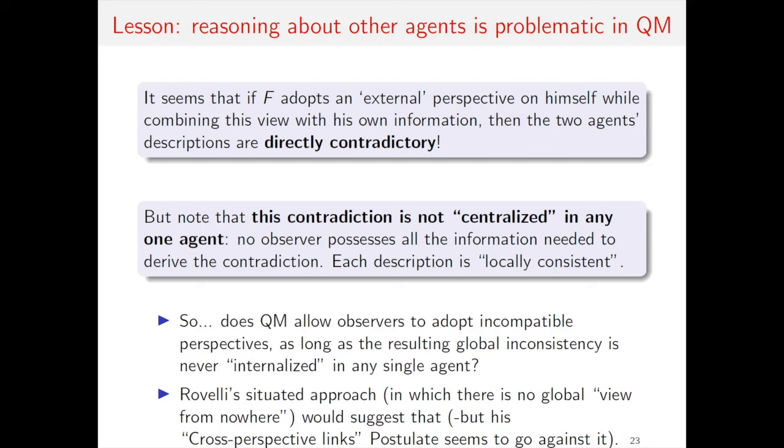All right. So this means we can allow contradictions, so to speak, as long as they are between different perspectives. Then we explain them somehow. As I said, QBists say these are just different views, and they are entitled to their views. But the contradiction is not centralized in any one agent at any moment.